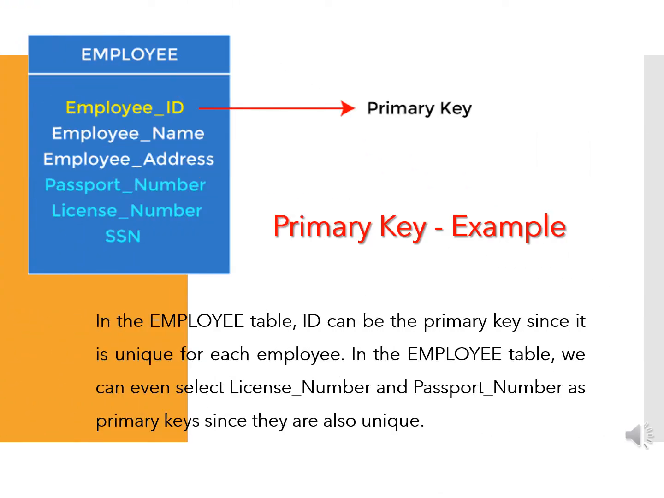This is an example for a primary key. Under the employee database, the employee ID, employee name, employee address, passport number, license number, and SSN are given as columns, where we have identified the employee ID as the primary key. In the employee table, ID can be the primary key since it is unique for each employee. We can even select license number and passport number as the primary keys since they are also unique and non-repetitive.